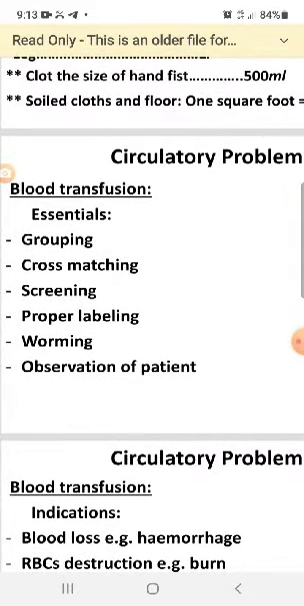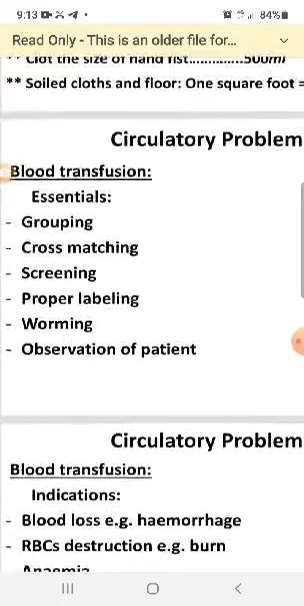Blood transfusion is a very important topic of the circulatory problem, and you have essentials of blood transfusion. Of course, you have been taught blood transfusion completely in physiology and pathology. The essentials of blood transfusion are grouping, cross-matching, screening, proper labeling, warming, and observation of the patient. Observation is to prevent or detect any complications of blood transfusion so that you can treat the patient. Go and read about each of these.